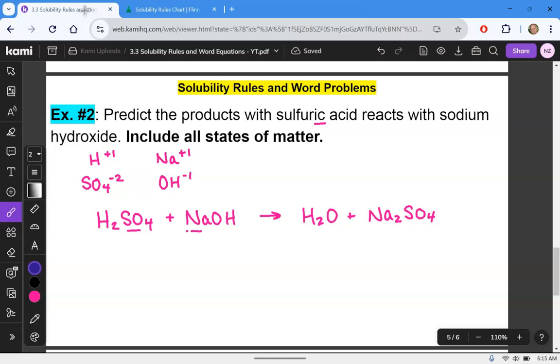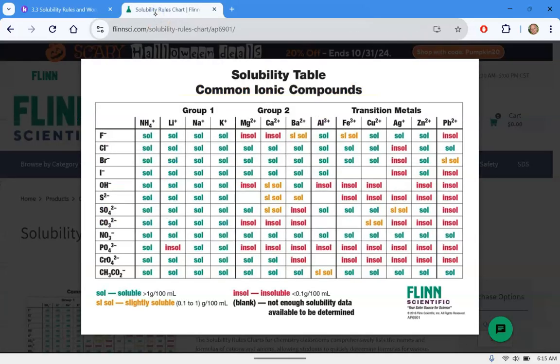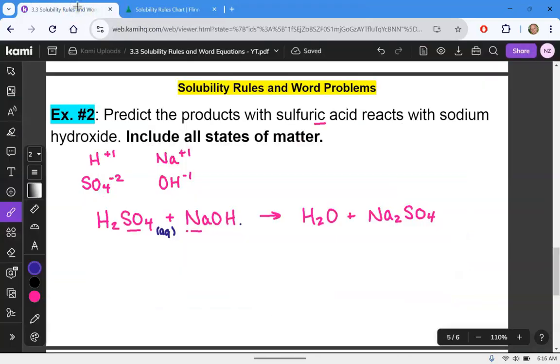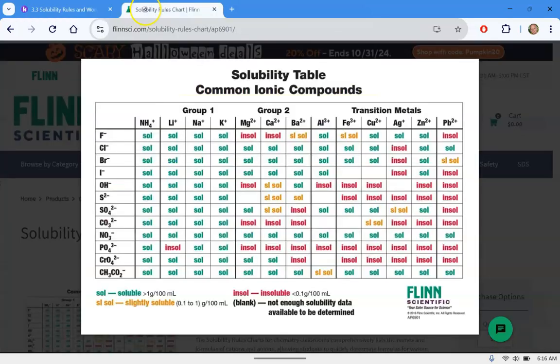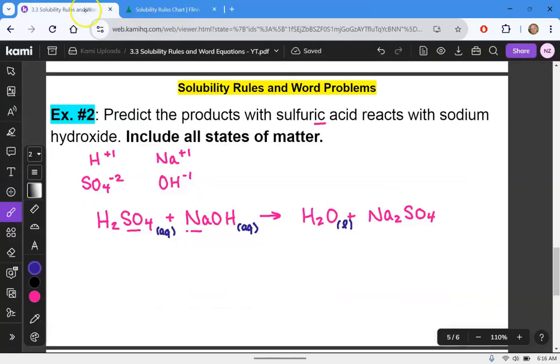First of all, H2SO4, it's an acid, and that's always going to be aqueous. All right, our base, NaOH, let's go ahead and look at our chart here. So Na is right here. If I drop down to OH, it says soluble, so that's going to be aqueous. H2O is always a liquid. Na2SO4, it says soluble, so aqueous. Okay, let's go ahead and balance this.